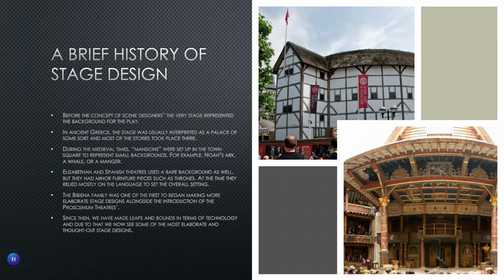Elizabethan and Spanish theaters used a bare background as well, but they had minor furniture pieces, such as thrones at the time. They relied mostly on the language to set the overall setting. The Bibiena family was one of the first to begin making more elaborate stage designs, alongside the introduction of the proscenium theaters. Since then, we have had leaps and bounds in terms of technology, and due to that, we now see some of the most elaborate stage design.